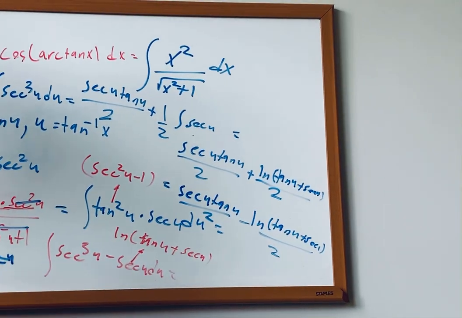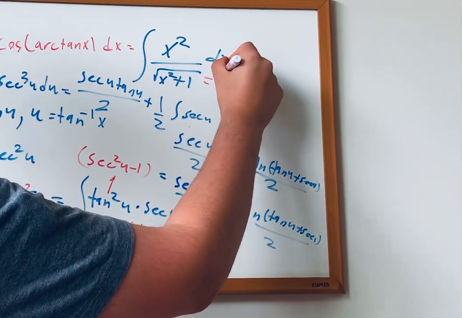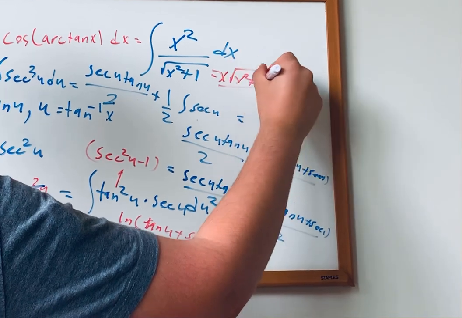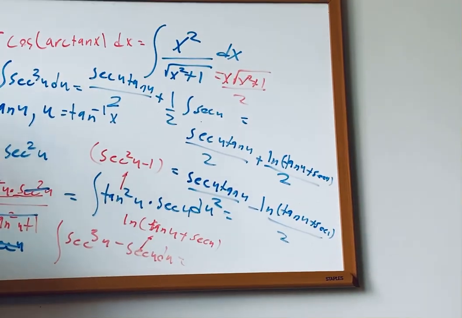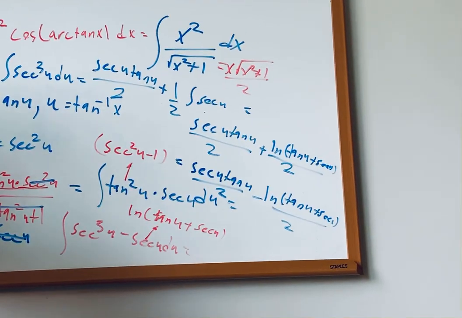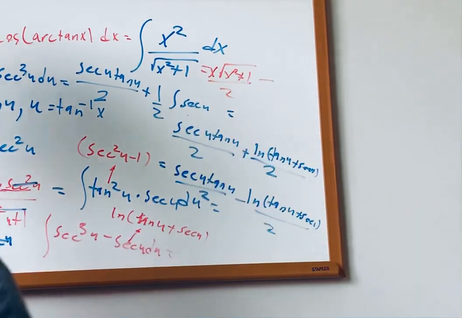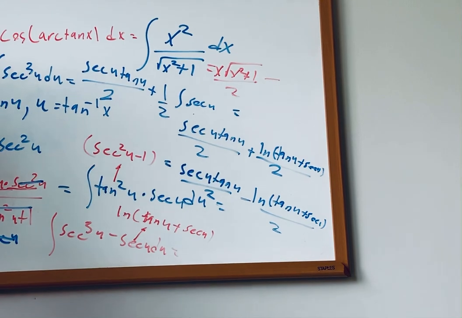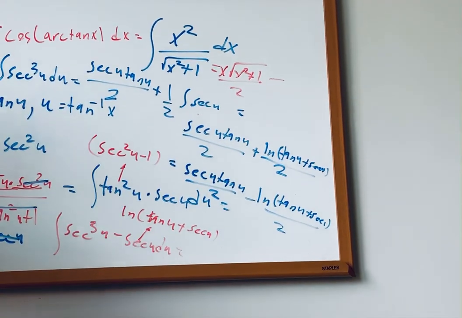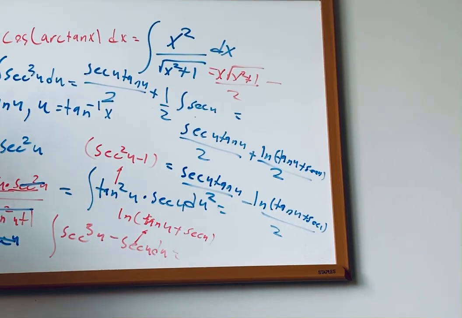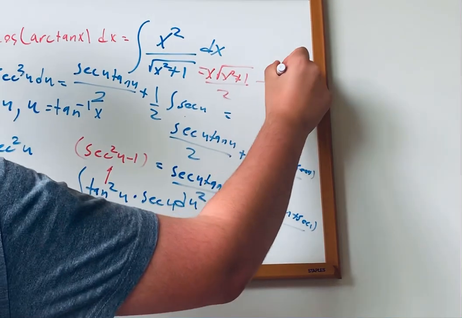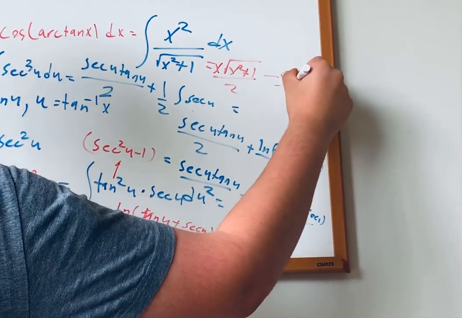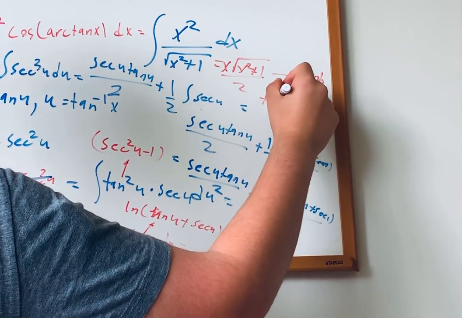So for our final answer, we get x times the square root of x squared plus 1 all over 2 for the first part, and minus the natural log of the square root of x squared plus 1 plus x, over 2. And if we use the u substitution that we did, this is just equal to the hyperbolic function of arcsine, over 2, and then plus c at the end.